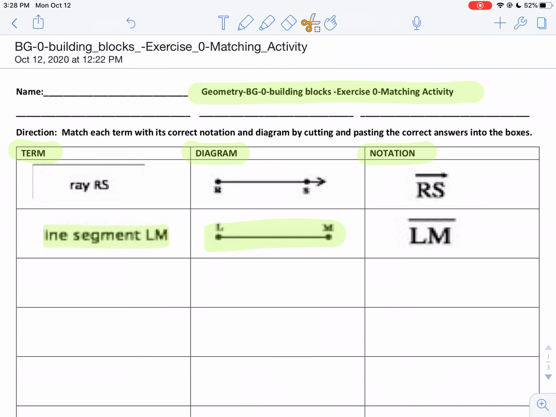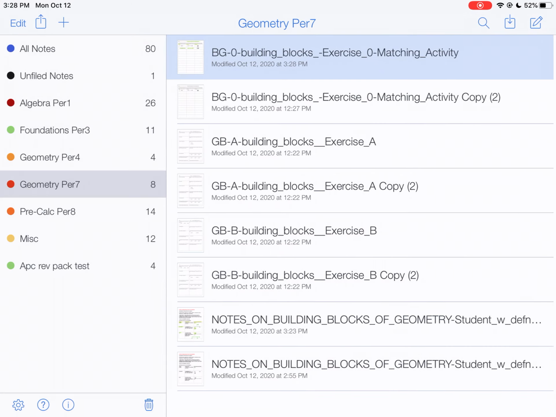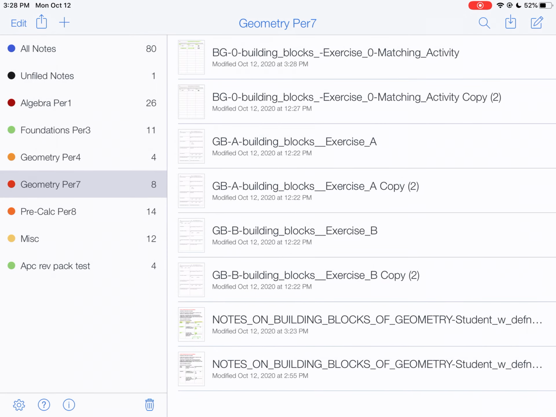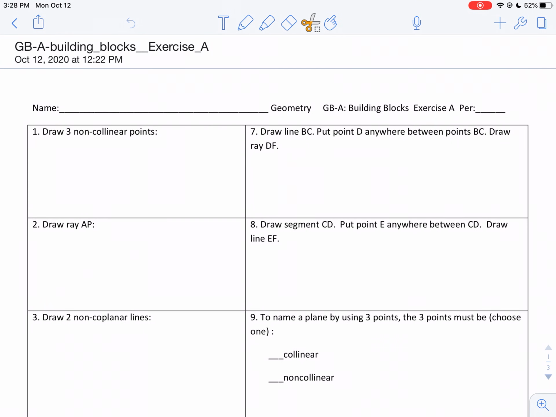I think I'm going to go ahead and jump to the next activity, like the Geometry Building Blocks Exercise A. With this one, you just need to read carefully, look for the keyword, and draw, okay? So follow directions. It's basically what you're doing. You're reading and following directions, very precise directions, okay?